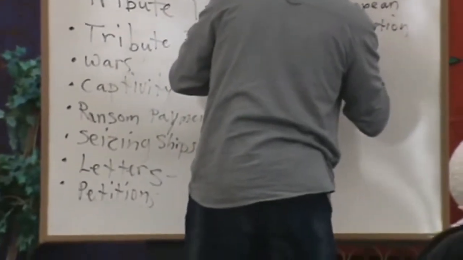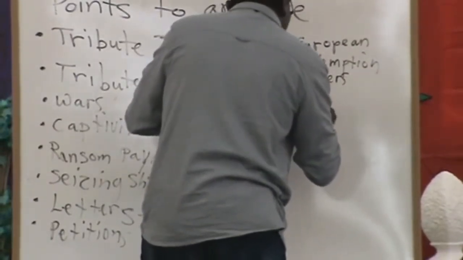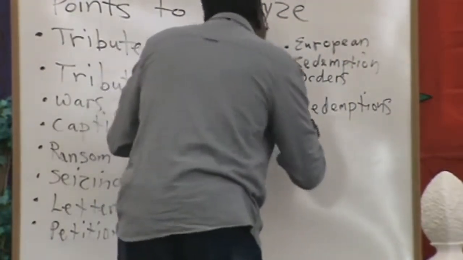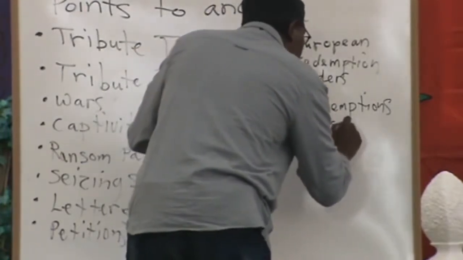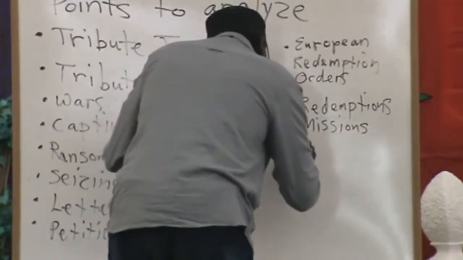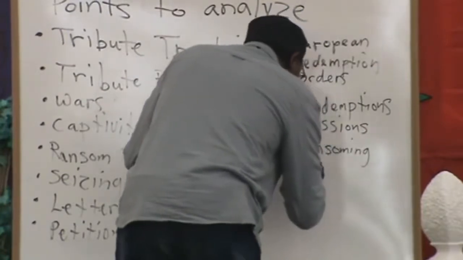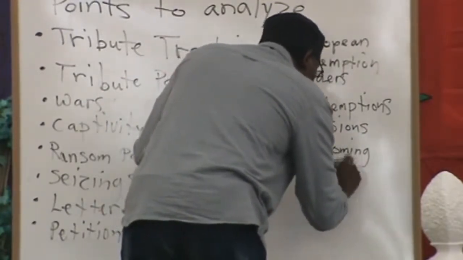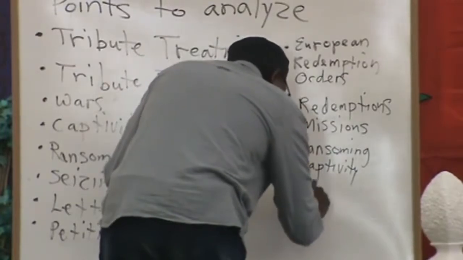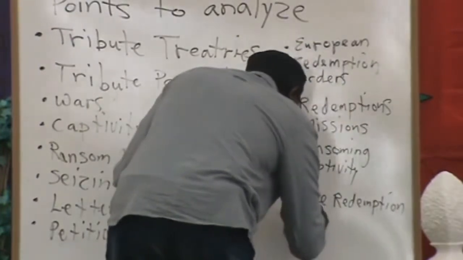Redemption orders. Redemption missions. We're being sent out on redemption missions to negotiate the release and pay the ransom for the release of Europeans held in Moorish captivity. Ransoming captives, that's on both sides. A redemption of European captives.